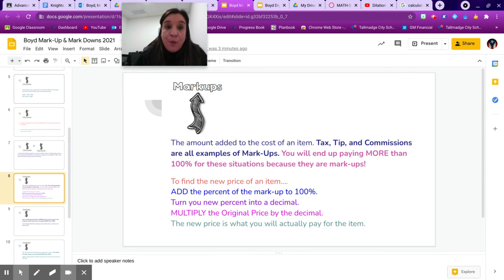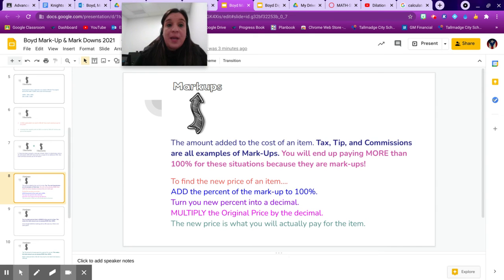So that's step 1. Add the percent of the markup to 100%. Then you're going to do the same thing we just did. You're going to turn that new percent into a decimal. You're going to multiply the original price by that new percent, and the new price should be more than what you started with.